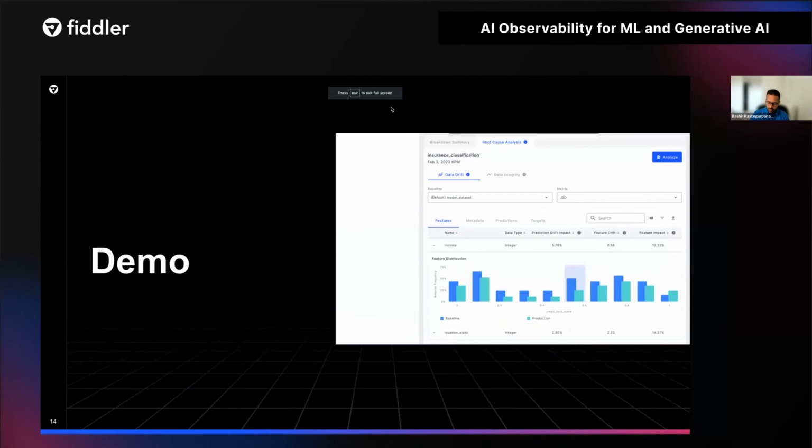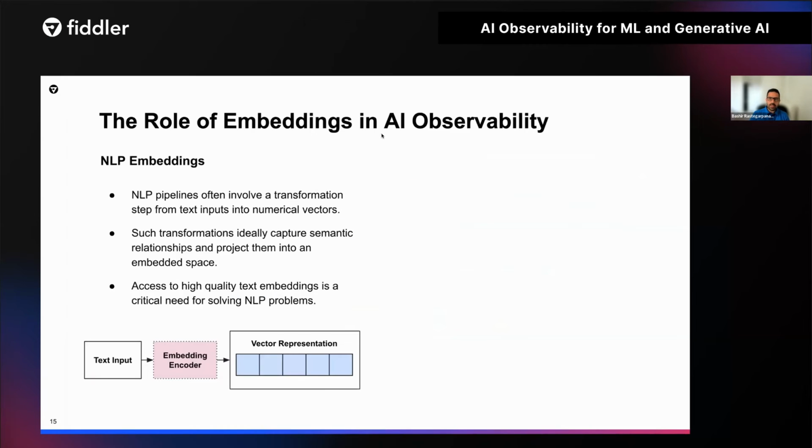Now I'm going to change gears a little bit and talk about a different use case of large language models, which is the role of NLP embeddings in AI observability. So what are NLP embeddings? NLP pipelines often involve a transformation step from text inputs into numerical vectors. Such transformations ideally capture semantic relationships and project them into an embedded space.